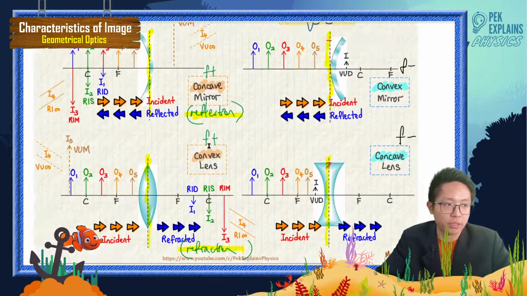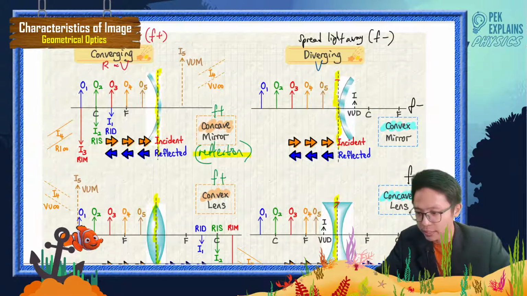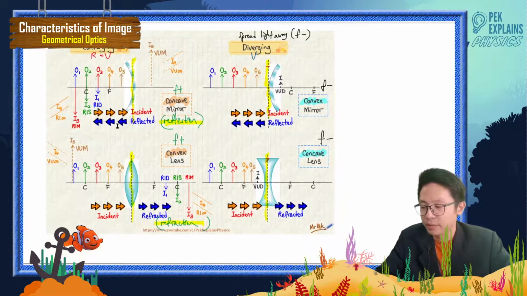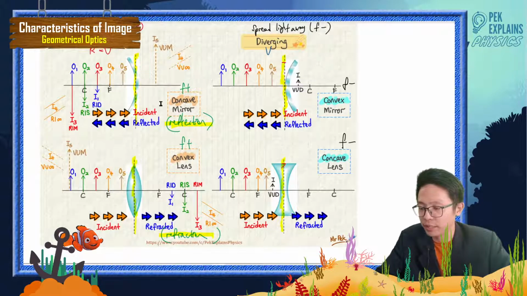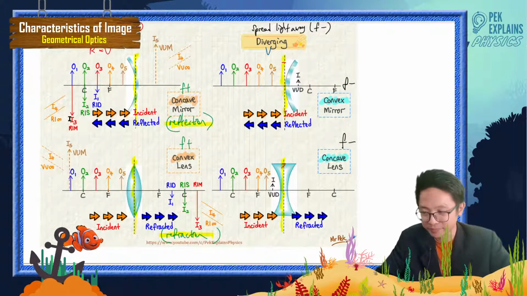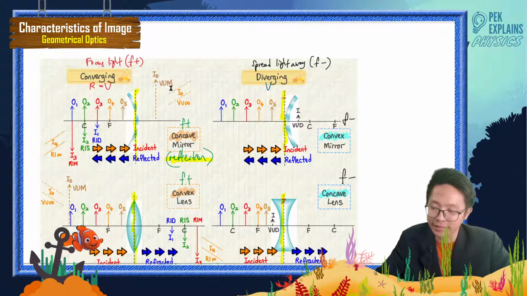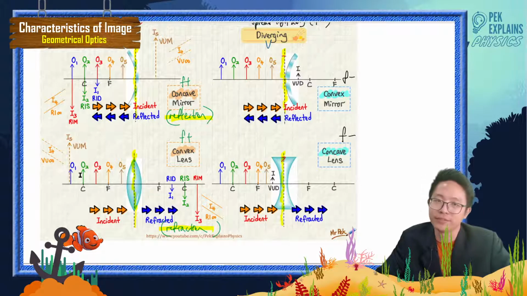You see, both of these, concave mirror and convex lens, can form real and virtual image, isn't it? The difference is this real image is formed on the same side as the object. But for the lens, the real image is formed on the other side of the object. And the virtual image for the lens is formed on the same side.